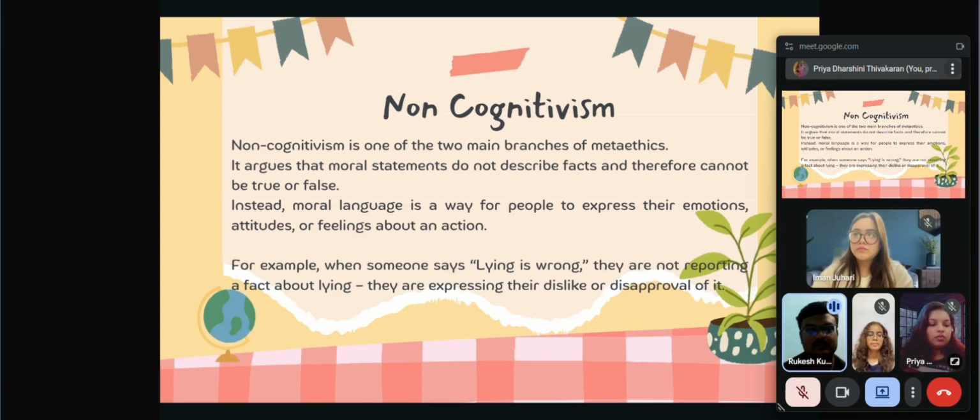Now we can see my part, that is non-cognitivism, which is one of the two main branches of metaethics. It argues that moral statements do not describe facts and therefore cannot be true or false. Instead, moral language is a way for people to express their emotions, attitudes, or feelings about an action. For example, when someone says lying is wrong, they are not reporting a fact about lying. They are expressing their dislike or disapproval of it.